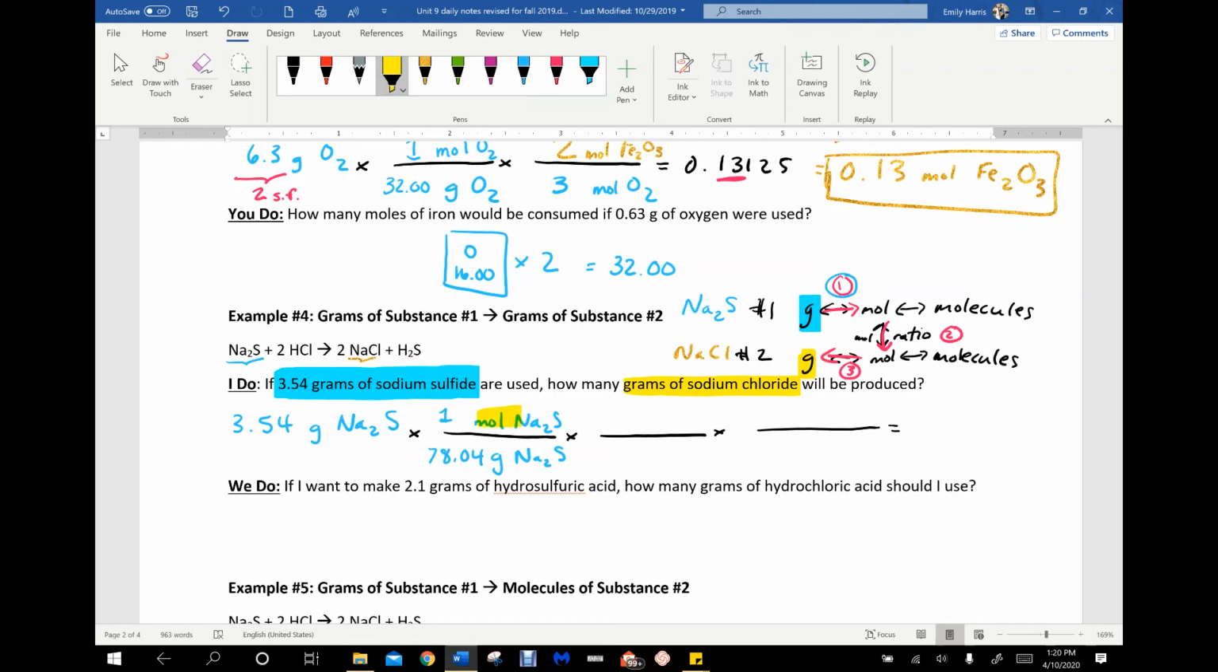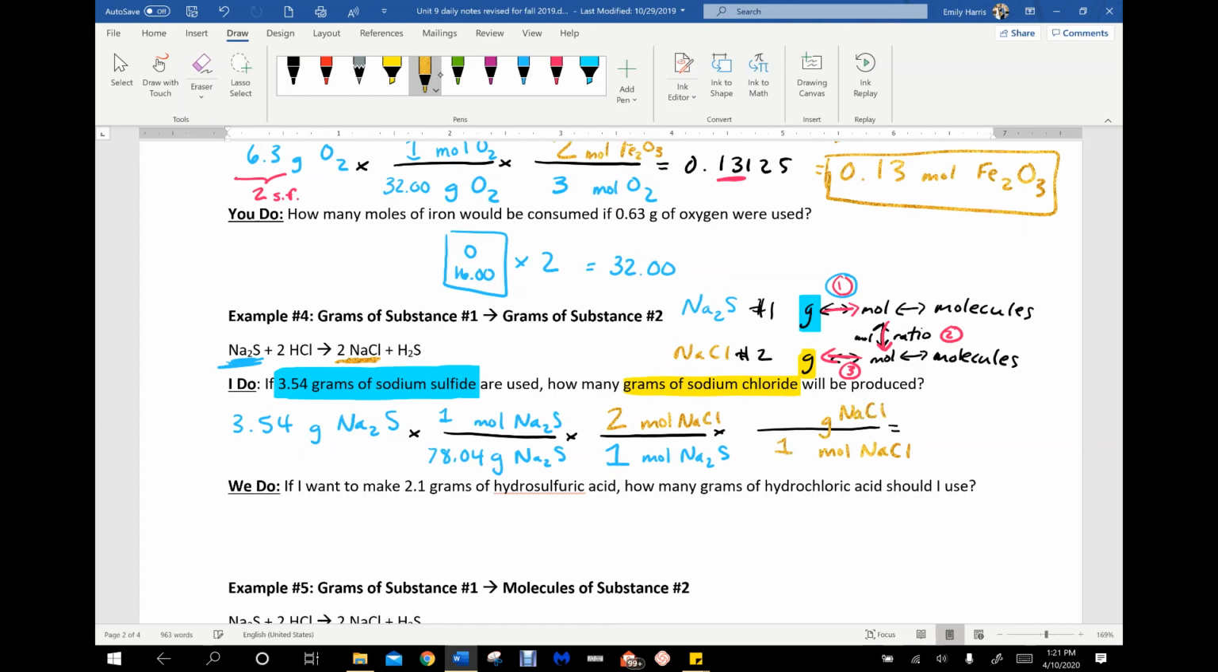So I take my unit and copy it to the bottom of the next fraction, moles of Na2S. Now, because this is the mole ratio, I'm ready to change my compound and go to moles of NaCl. The ratio for these compounds is found in the chemical equation. So it tells me I should produce 2 moles of NaCl for every 1 mole of Na2S that I put in. Now that I'm in moles of my second substance, I'm ready to reconvert to grams, which is my final unit. So moles of NaCl to grams of NaCl.